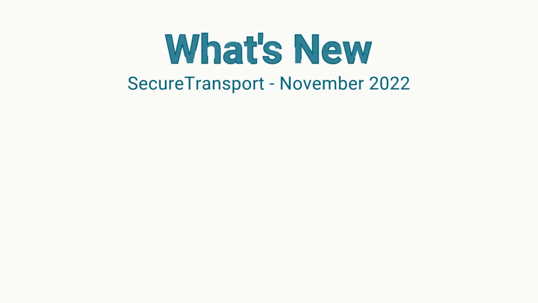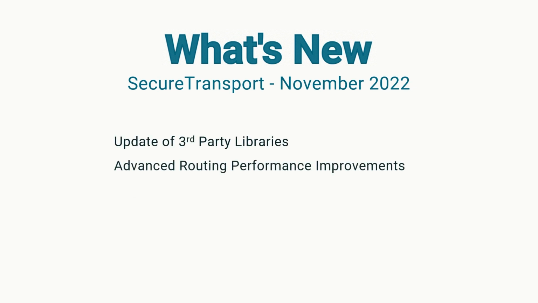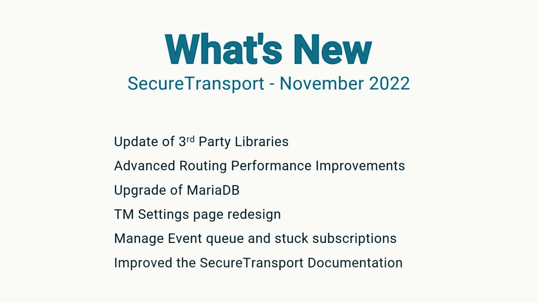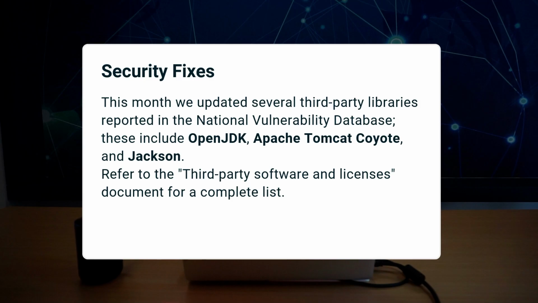I would like to share the latest SecureTransport features and improvements with you. This month, we updated several third-party libraries reported in the National Vulnerability Database. These include OpenJDK, Apache Tomcat Coyote, and Jackson. Refer to the third-party software and licenses document for a complete list.